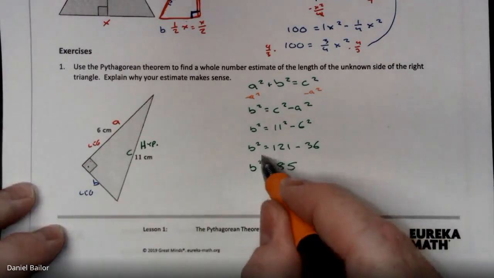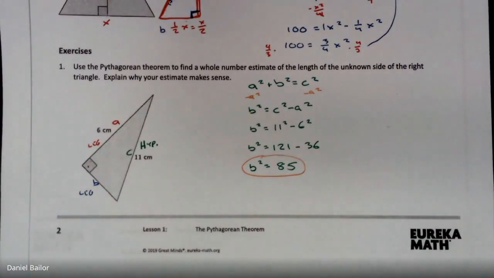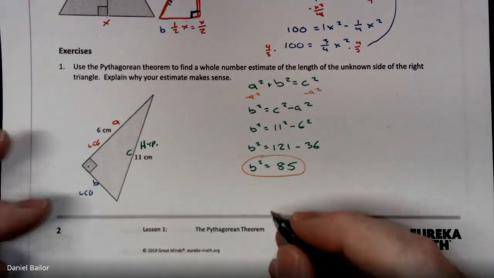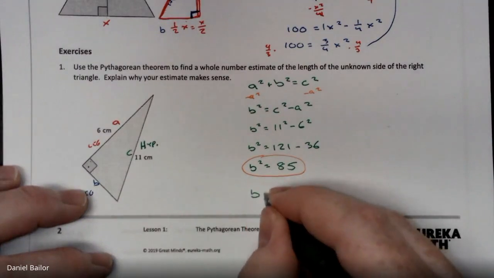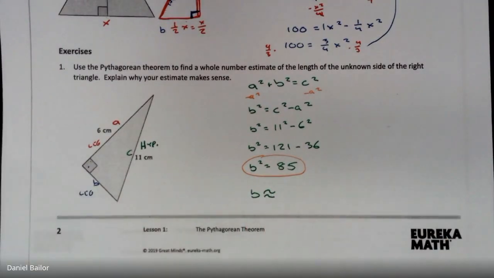You should have got b squared equals 85. But what about just b by itself? Can we make a guess about what b is close to? That's why I did the wiggly equal sign. What's a guess for b?